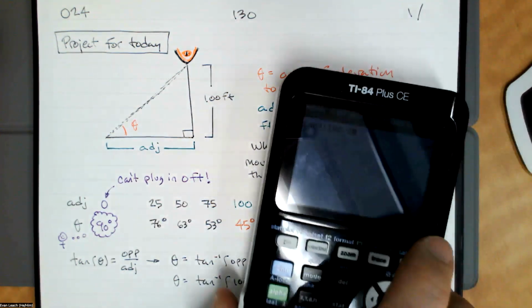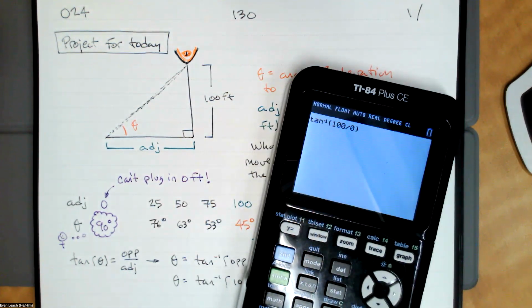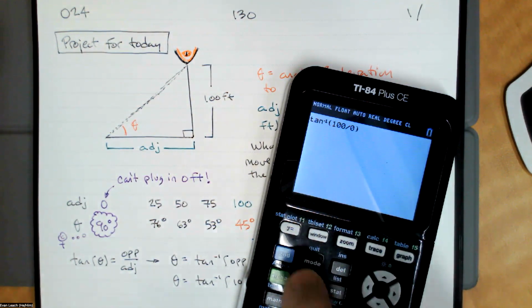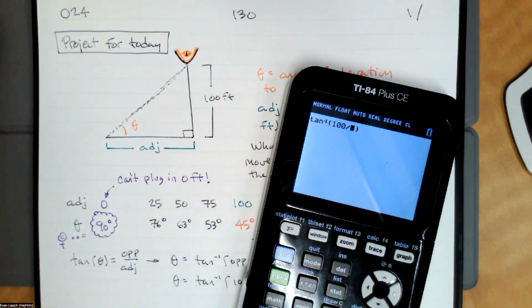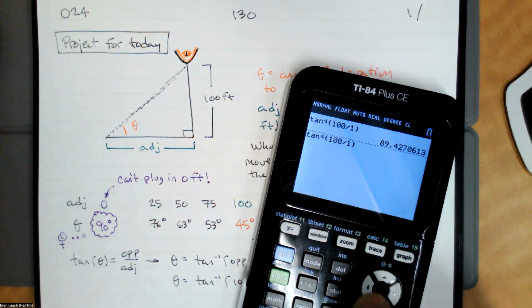Now, we can't do that calculation. I can't plug in 0 feet away from the tower because it shows up in the denominator for my adjacent. Let's pick some values that are close to 0. So I can't do 0 itself, but what if I tried something very small, like 1? I get an 89.4 degree angle. Let's try something smaller than 1, 0.5. I don't like not having a leading 0.